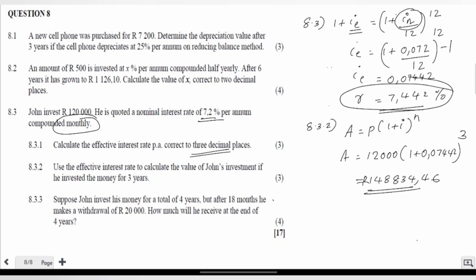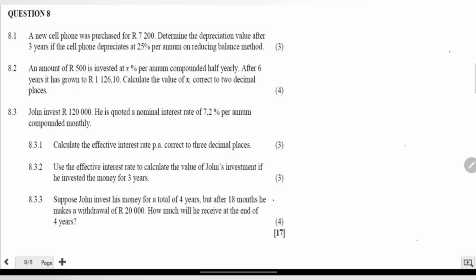Now we move to 8.3.3. What is that? Suppose John invests his money for a total of 4 years. After 18 months, 18 months means 1.5 years, isn't it? He makes a withdrawal of 20,000. How much will he receive at the end of 4 years? So here he made only 2 transactions. One is investment, the other one is withdrawal, isn't it? So let me draw the timeline first for how many years? 4 years, isn't it?